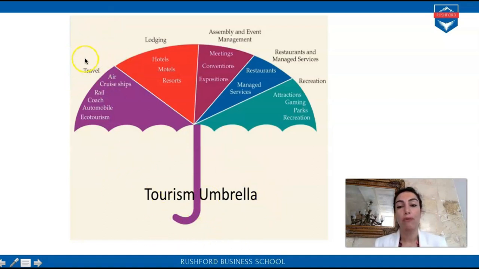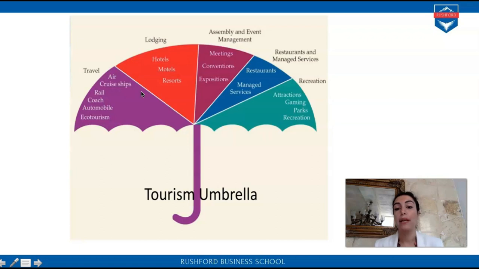includes travel, of course, because I need to travel from one place to another. The traveling can be done using several types of transportation. It doesn't mean that when I'm traveling I'm going to use only air, the flight. Sometimes I can use, for example, my private car, which is land transportation. So the first part of the tourism umbrella is travel. That means either I'm traveling by air, using a commercial flight or a private jet flight, and it also includes the cruise.